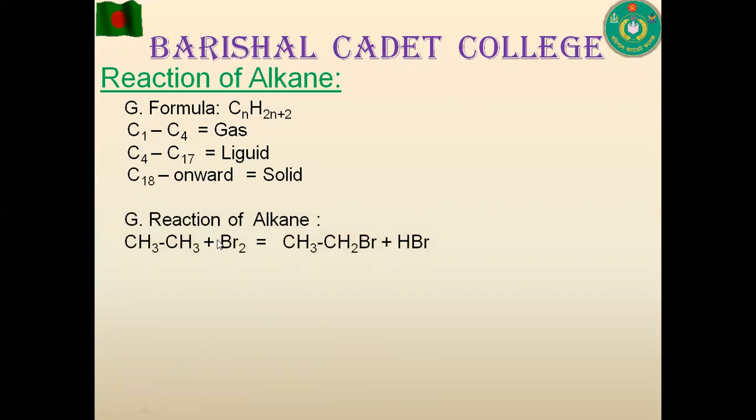Reaction of alkane, reaction with bromine. Alkane reacts with bromine to form alkyl bromide and hydrobromic acid. Here one hydrogen atom is replaced by bromine atom. Ethane, after a reaction with bromine, forms ethyl bromide.